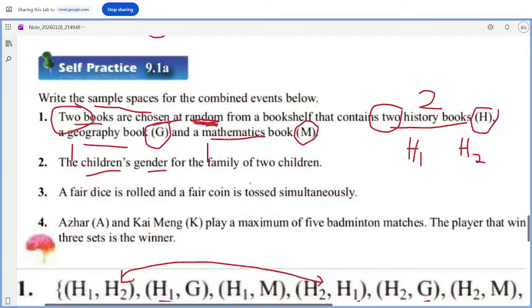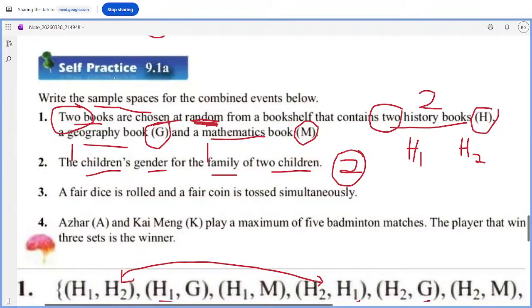Okay, children's gender for family of 2 children. Okay, guys, this question is a bit controversial, but it's okay. I must ask, how many genders do we have in this world? Lucky you guys are still correct. Nowadays people will say more than 2, but it's okay. We assume 2 genders only: M and F, male and female.